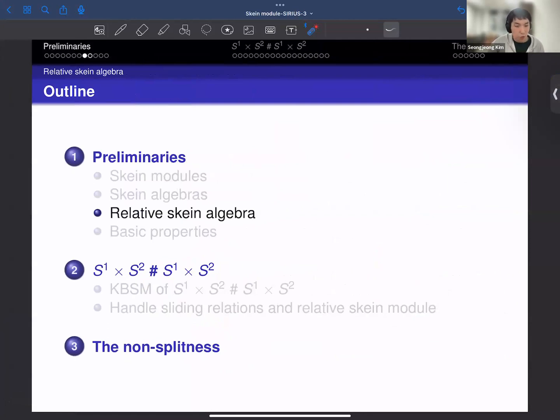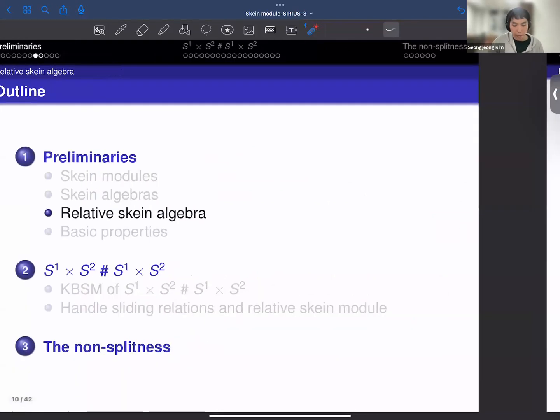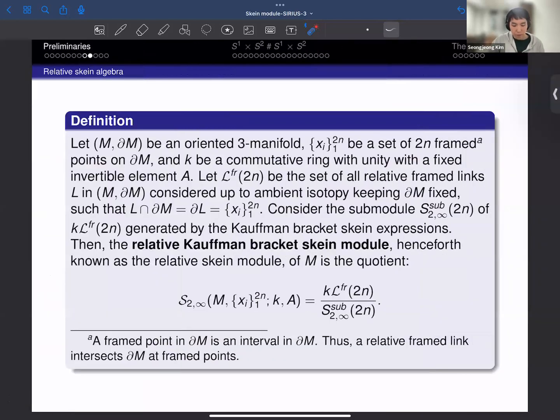And finally, let me introduce one more notion in KBSM theory. It is the relative skein algebra. The definition of the relative Kauffman bracket skein module is similar. Let M be an oriented manifold with boundary, and we take 2 framed points on the boundary of M, and K be a commutative ring with unity with a fixed invertible element A. Then let L^fr(M, ∂M) be the set of all relative framed links in M, considered up to ambient isotopy, keeping the boundary of M fixed, such that L intersection ∂M is equal to ∂L, which is the set of framed points.